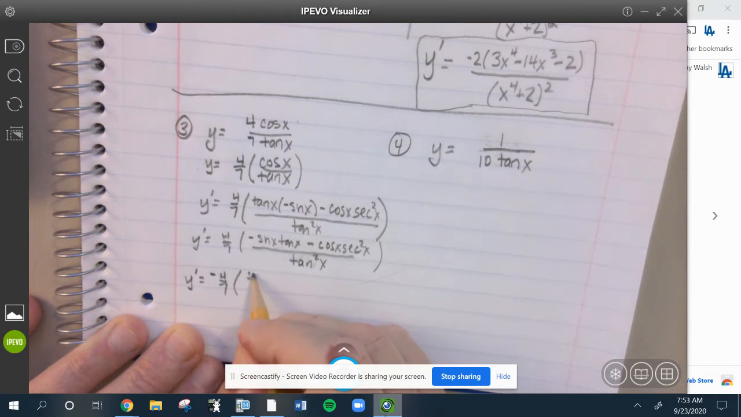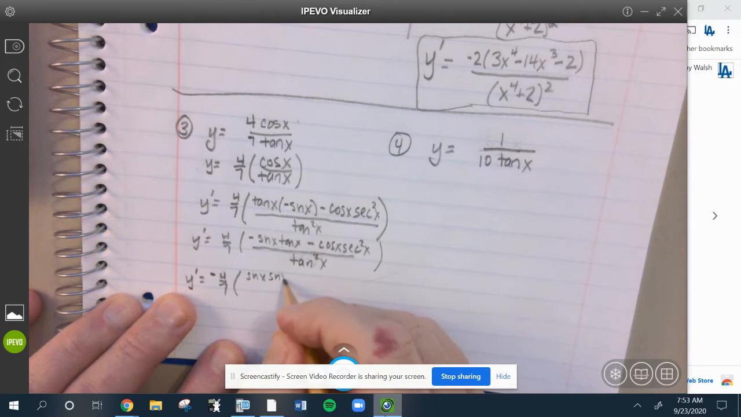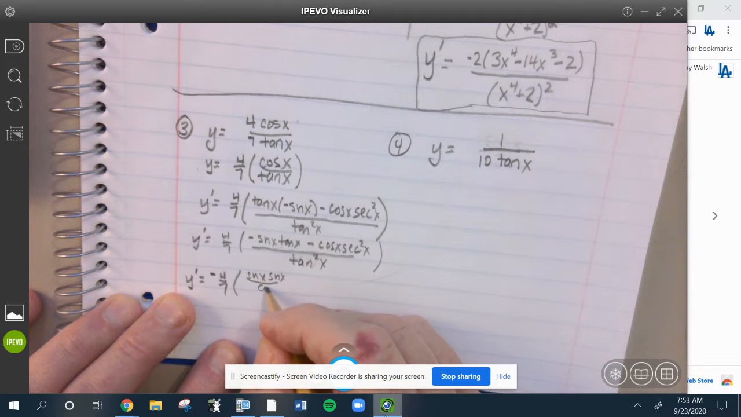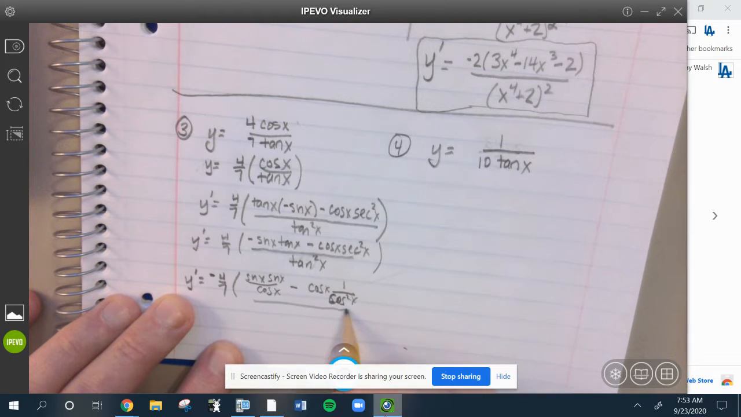The top is going to be sine x over sine x over cosine. That's what tangent became. And this would be cosine x times 1 over secant, or cosine squared x. And this is still all over tangent squared.